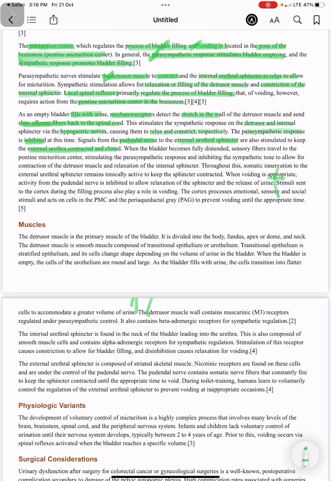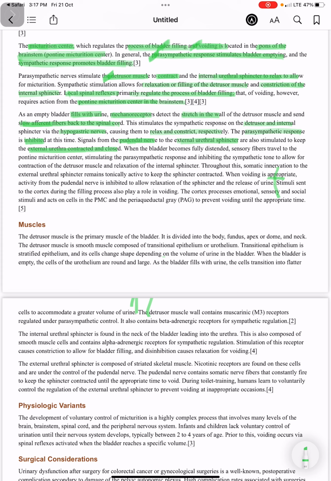So this pudendal nerve, the signals from the pudendal nerve to the external urethral sphincter are also stimulated to keep the external urethra contracted and closed. So when the sympathetic stimulation is causing the internal urethral sphincter to close, even the signals from the pudendal nerve to the external urethral sphincter are also stimulated to keep the external urethra contracted and closed.